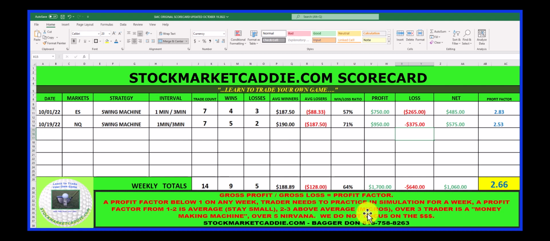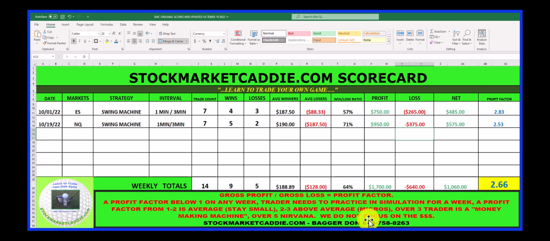2 to 3 we consider above average, and in general, a person with a 2 to 3 profit factor on a weekly basis, we would strongly suggest they stay in the realm in futures at the micro level. Maybe not 1, but not 10. Don't trade minis. Don't increase your leverage. Maybe trade 2, 3, 4, 5, something like that.